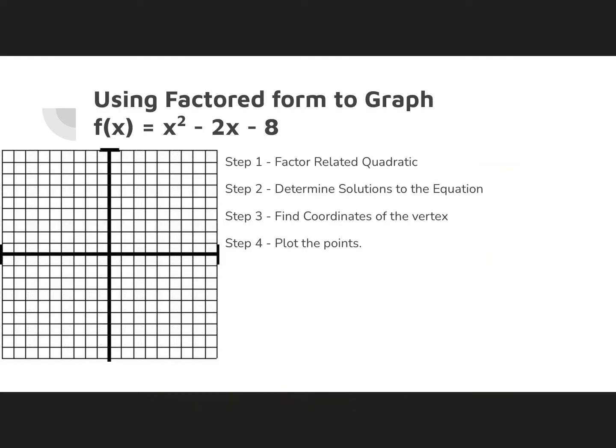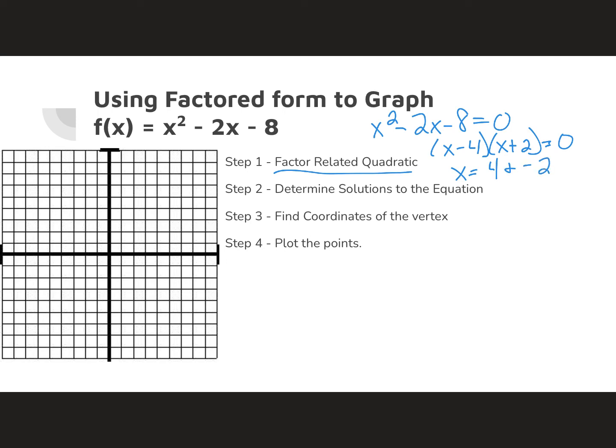Okay, so now let's talk about using the factored form to graph. Your first step is going to be to factor the related quadratic. So remember, the quadratic is x squared minus 2x minus 8 equals 0. We're going to factor this, and this simply factors into x minus 4 times x plus 2 equals 0. Then we're going to determine the solutions. So in this case, x is 4 and negative 2.